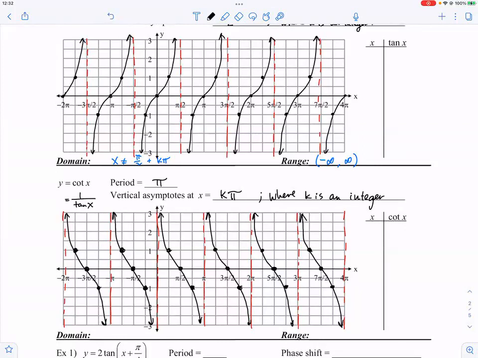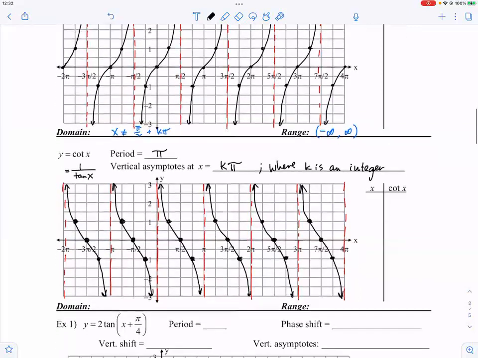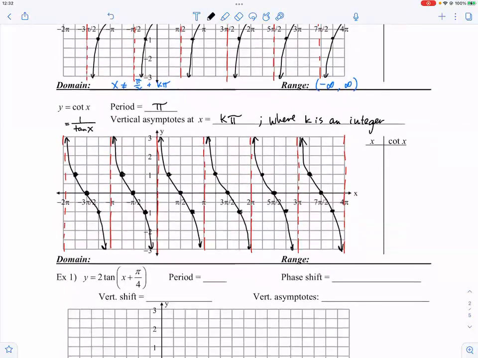Okay, and I really want you to ask yourself the why question. Like, why do we have an asymptote? Well, 1 over 0, or anything over 0, is undefined. That's the reason why we have an asymptote. I hope we can use the tangent graph to explain the appearance of the cotangent graph. Okay, so the domain is going to be x is not equal to k pi, and the range should be from -infinity to infinity.